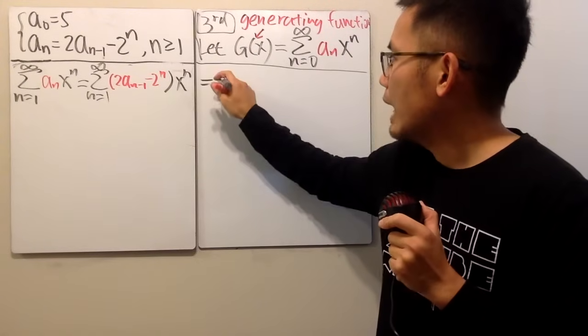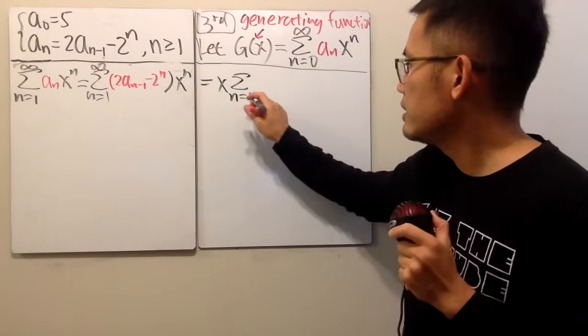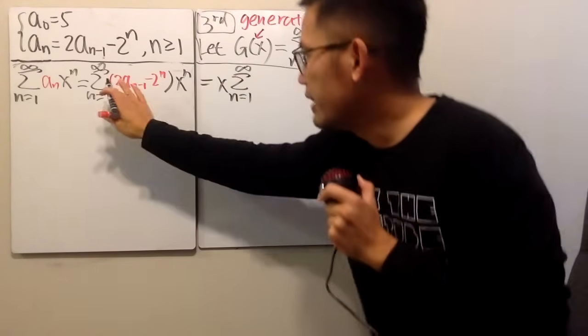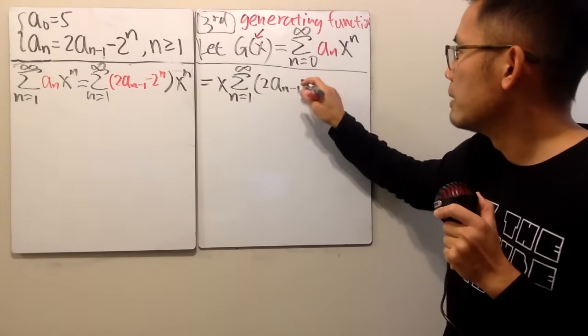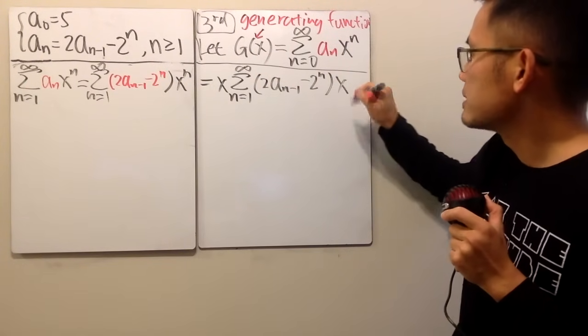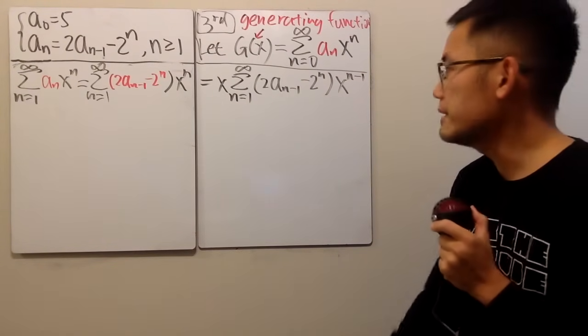So I will have x times the series, n goes from 1 to infinity. This still stays the same, and then the rest right here still stays the same. So we have 2a_(n-1) minus 2 to the n, times x. But this right here is n minus 1 power now, right?